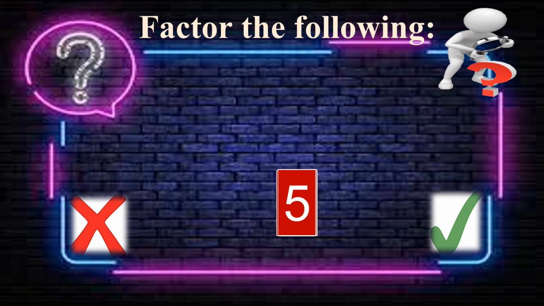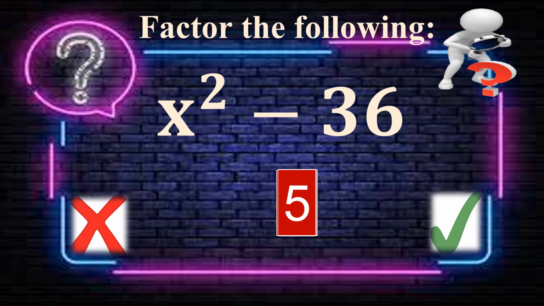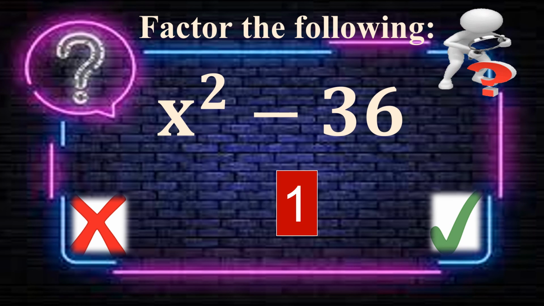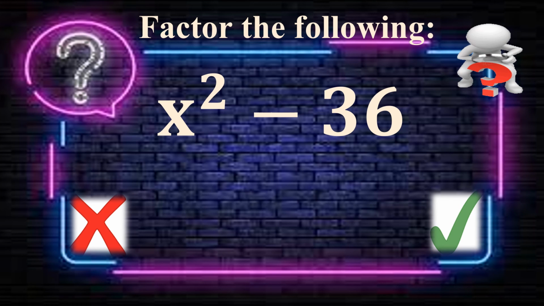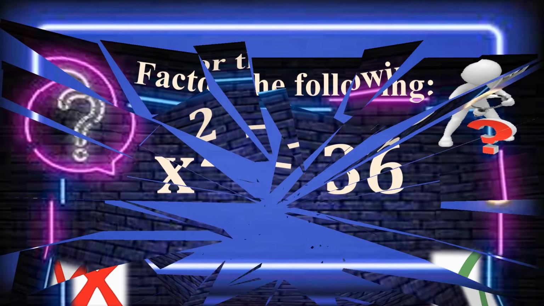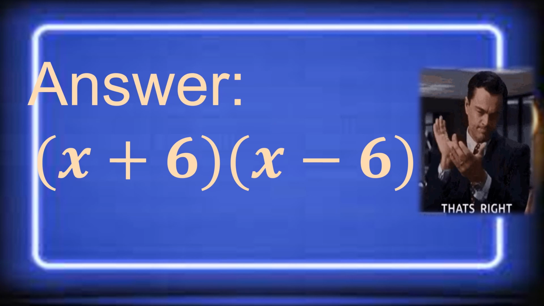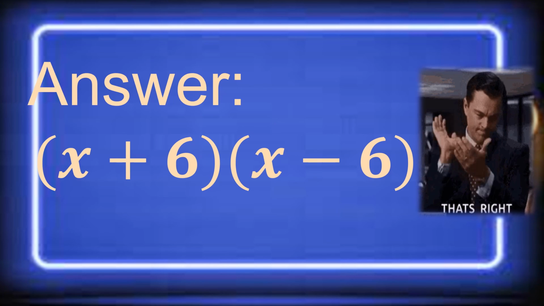Now let us have a short quiz. Factor the following, x squared minus 36, in 5 seconds. That's right. The answer is x plus 6 times x minus 6.